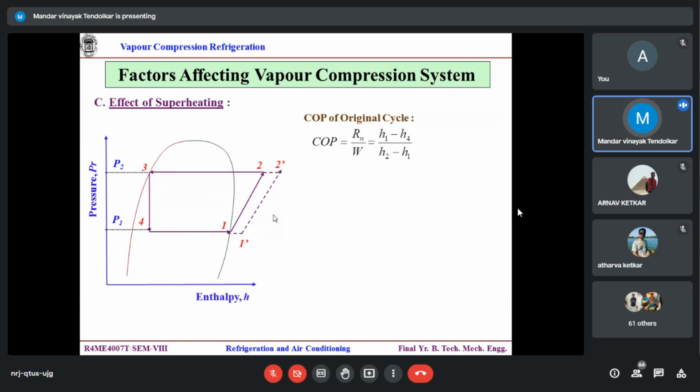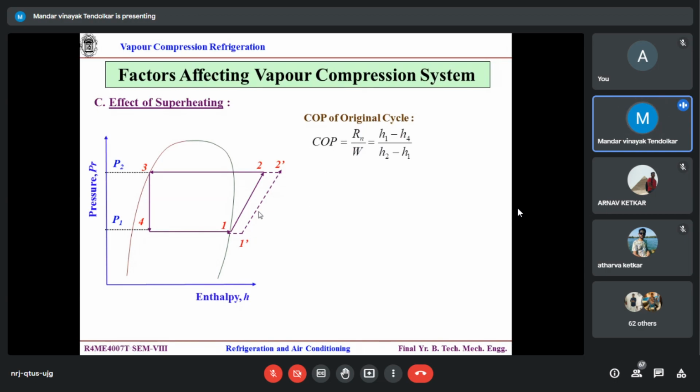If I come to the right hand side, this becomes flat, and the pressure limits here and here are fixed, which you cannot change. So your H2 dash or H2 double dash or H2 triple dash, whatever it is, would be much larger. Do you agree? Yes, sir. Correct. So H2 dash minus H1 dash is larger than H2 minus H1.